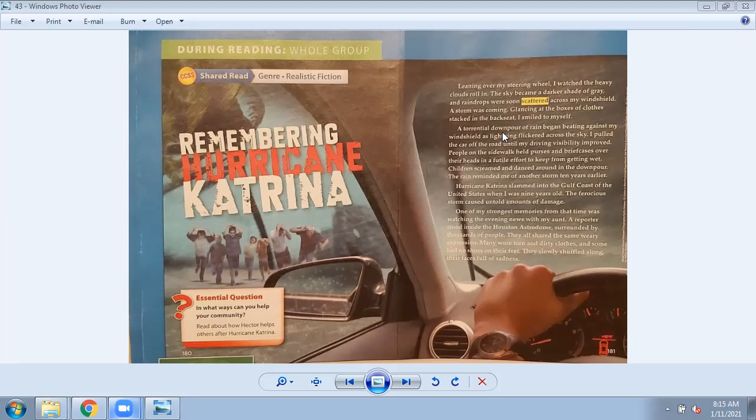Oh, this is Hurricane Katrina. So it's talking about a storm that happened 10 years after Hurricane Katrina, and of course it is made up. It's realistic fiction. Okay, it says that people were trying desperately to keep themselves from getting wet and holding bags and stuff over their head during the rainstorm.